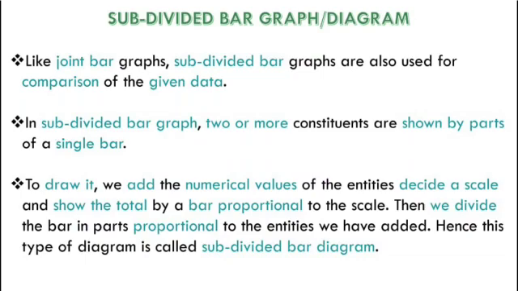In a subdivided bar graph, two or more constituents are shown by parts of a single bar. To draw it, we add the numerical values of the entities, decide a scale, and show the total by a bar proportional to the scale. Then we divide the bar in parts proportional to the entities we have added. Hence, this type of diagram is called a subdivided bar diagram.